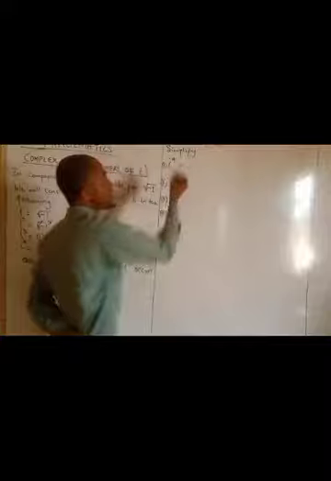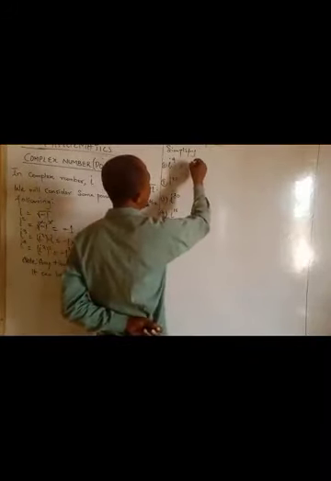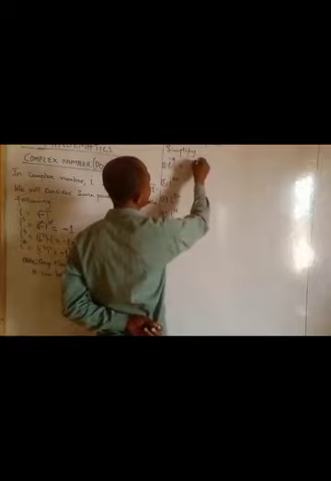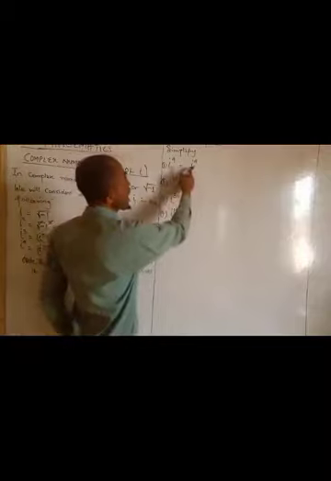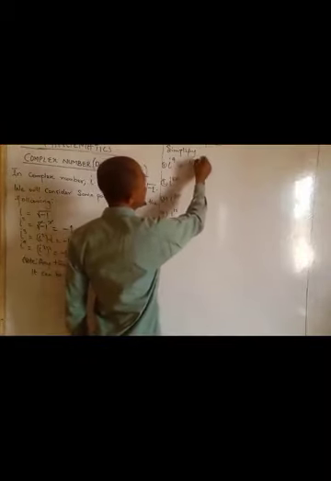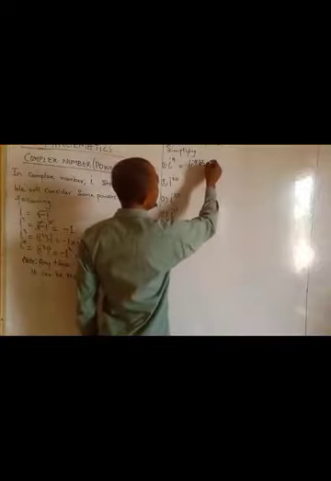So for I to the power of 9, we can have I to the power of 4 in brackets, then 2 times I.